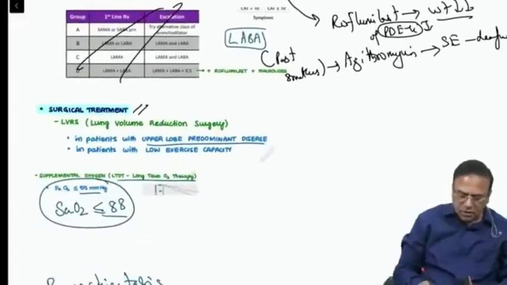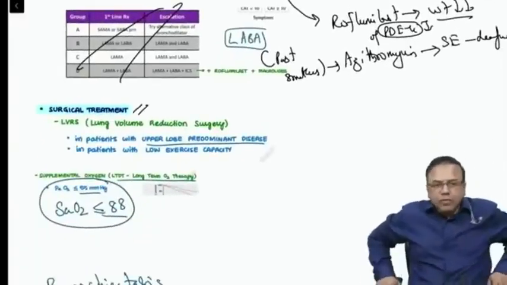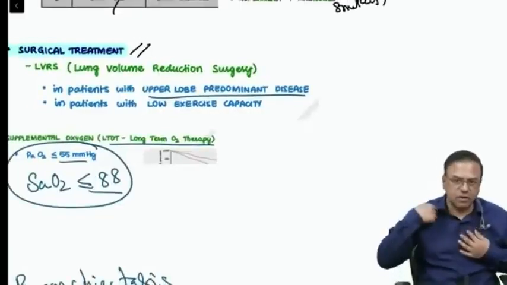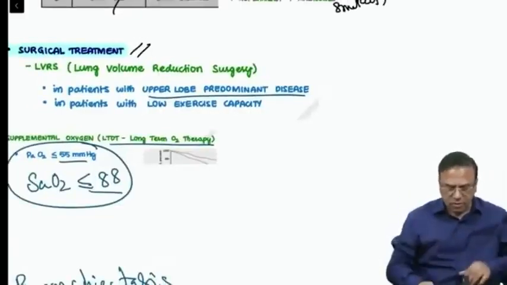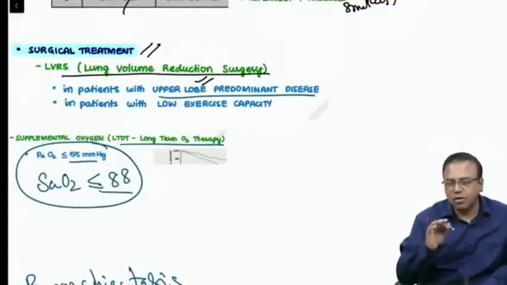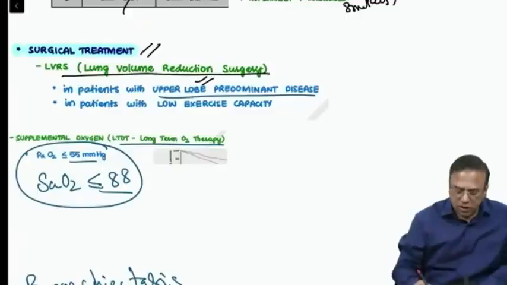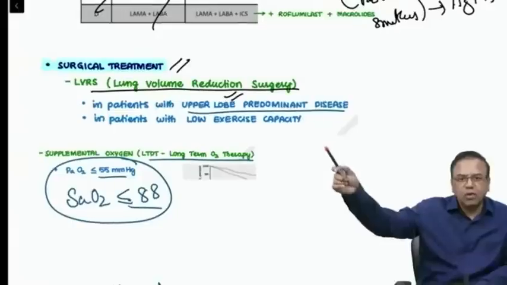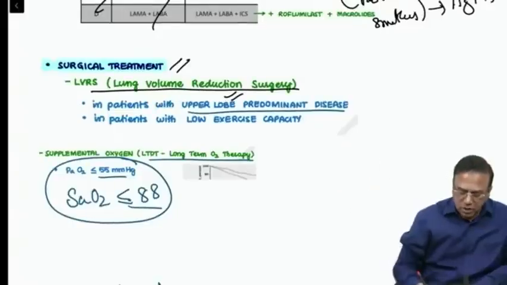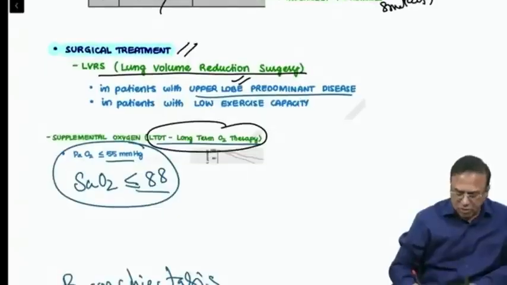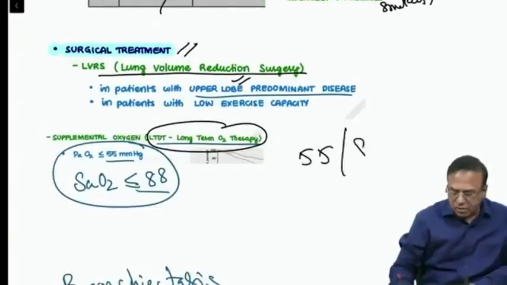You can consider surgery in certain patients with COPD. This is called lung volume reduction surgery. Lung volume reduction surgery you will only do if the upper lobe is exclusively involved. Emphysema should involve only the upper lobe, then you can do it. If you find upper lobe and lower lobe disease, once lower lobe disease is there, do not do lung volume reduction surgery.